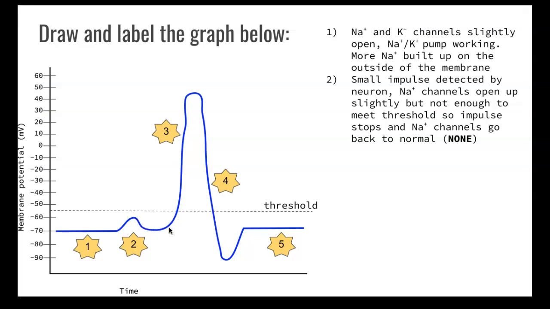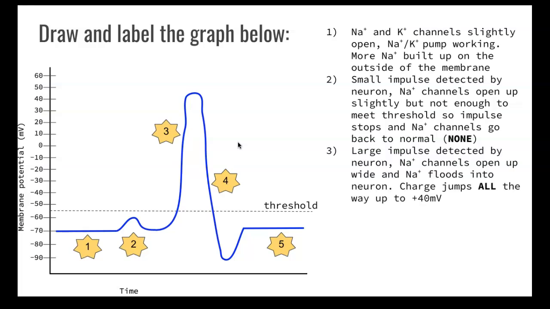So in the all or none principle, this is an example of none happening. Nothing is going to happen if we don't meet the threshold. The sodium channels don't open up enough for sodium to flood in enough to change the voltage enough for that chain reaction to occur all the way down the axon. So no action potential occurs here. It's not a big enough impulse to be detected.